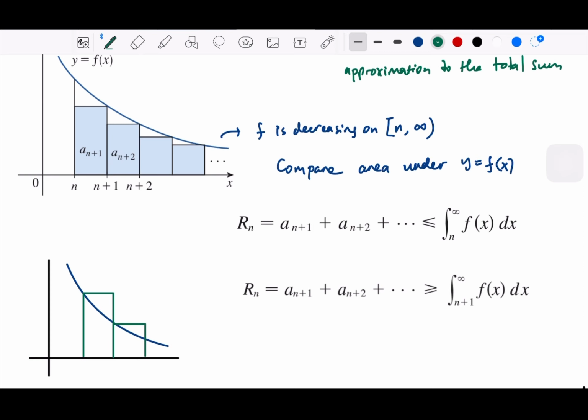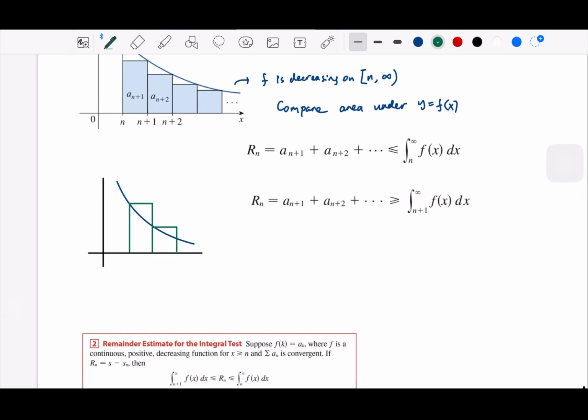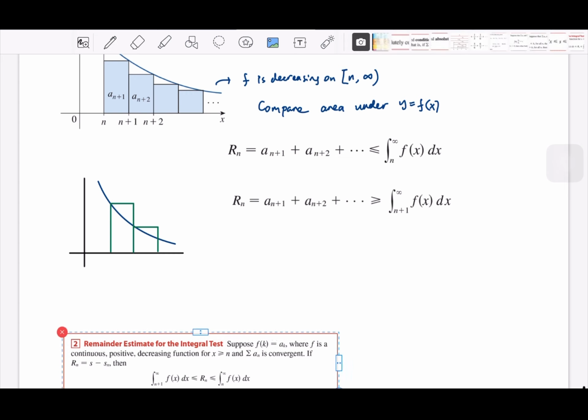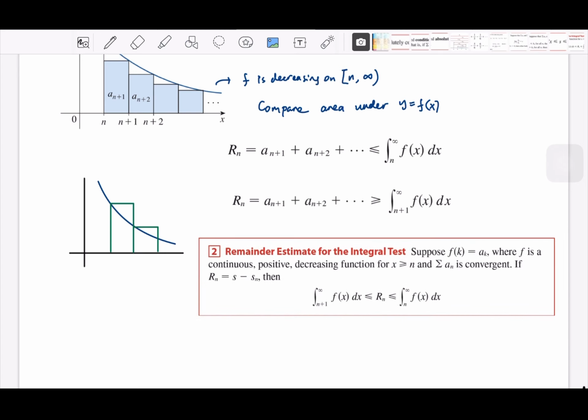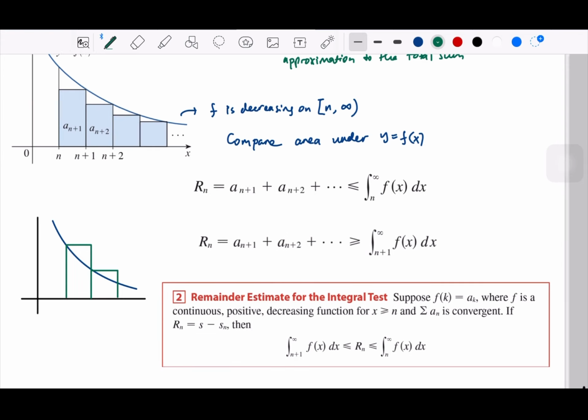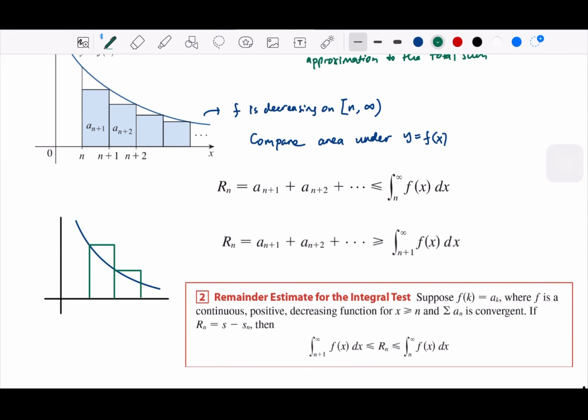So basically, we are going to see the remainder is in between two integrals. Okay, so if R is the difference between S and Sn, then we can take the integrals starting from n plus 1, which would be after that term, and from n. Okay? And the remainder is in between.